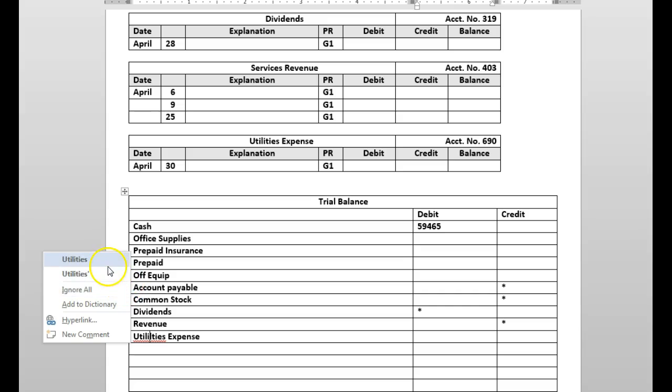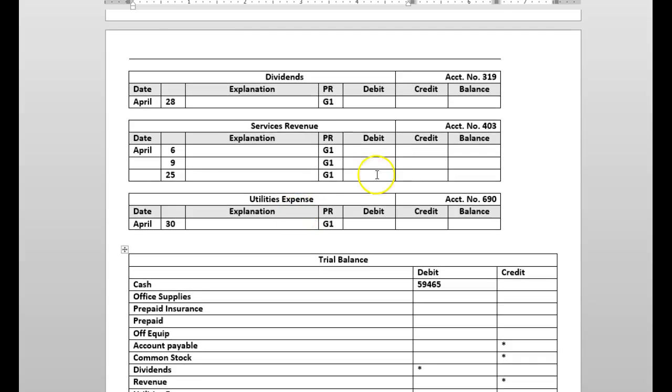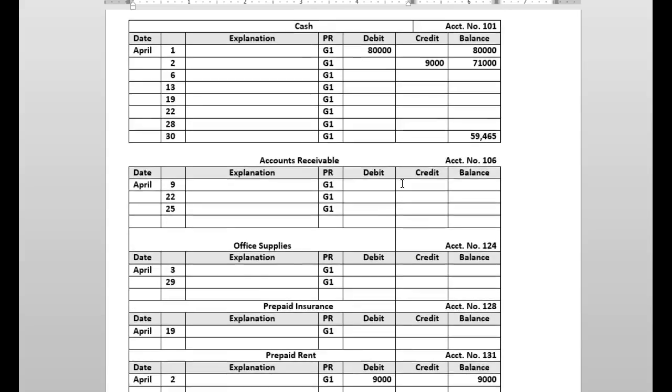And once you pull this off, okay, you're going to add these up and get a total here. And they should balance, and that way you know you have done everything correctly in the general ledger.